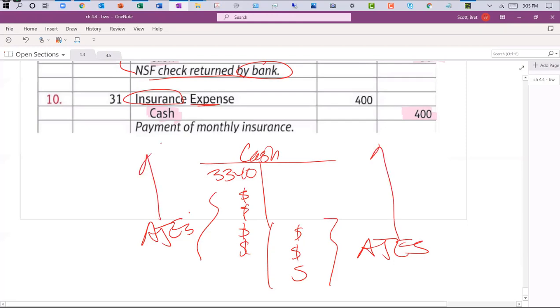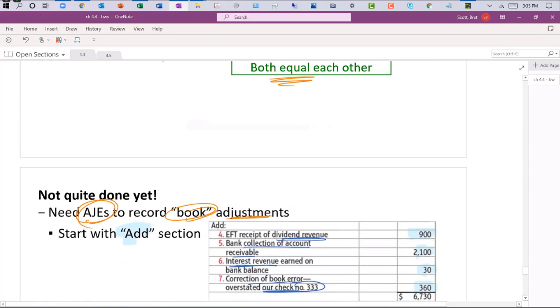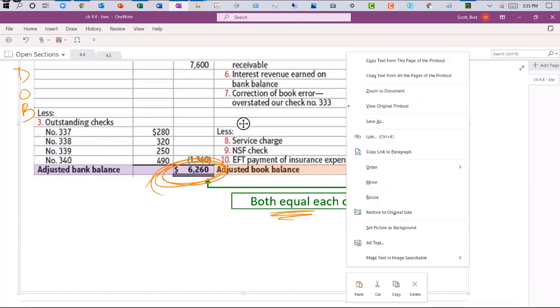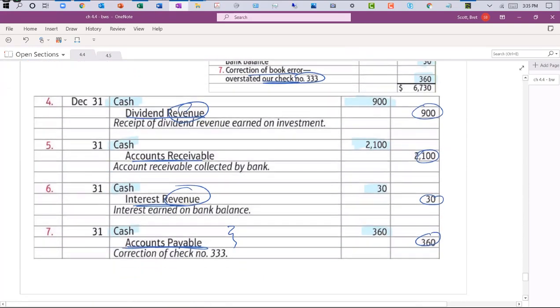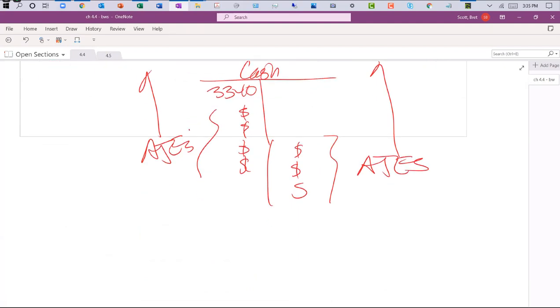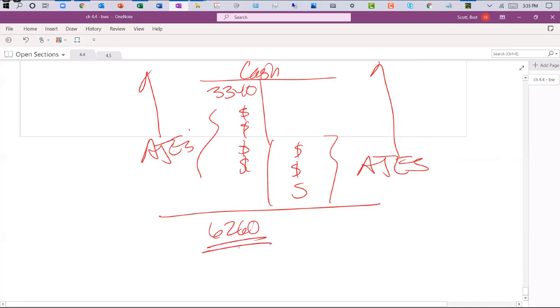When we did that, realize that just another thing you want to check is, when we go through and we post all the effects of those journal entries to the cash account, we should see 6260. Remember, that's the adjusted cash balance per the bank reconciliation, the adjusted bank balance, adjusted book balance. That's what we should see after we've done all of our adjusting journal entries. Cash should be up to date now, given that we've now recorded all the things the bank did that we did not know until just now.